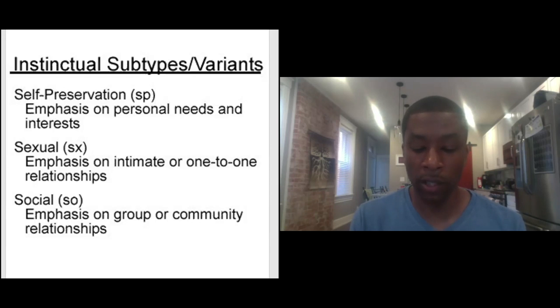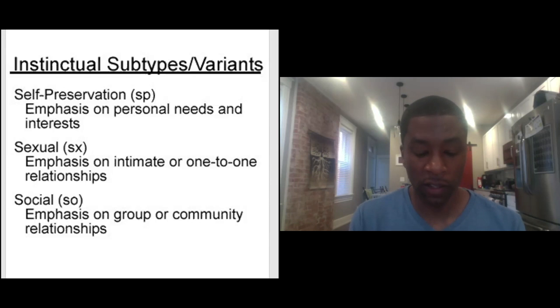Self-preservation types are mainly concerned with getting and maintaining physical safety and comfort, which means that they tend to worry about the basic necessities of life, such as food, money, shelter, and security. A self-preservation type, when healthy, will apply their energies toward maintaining their home, taking care of themselves mentally and physically, and making sure that their financial situation is in order. When unhealthy, those with this variant end up neglecting their appearance, environment, and engage in self-destructive behaviors.